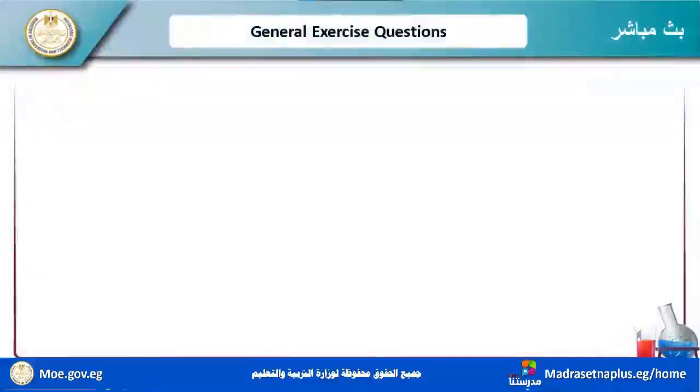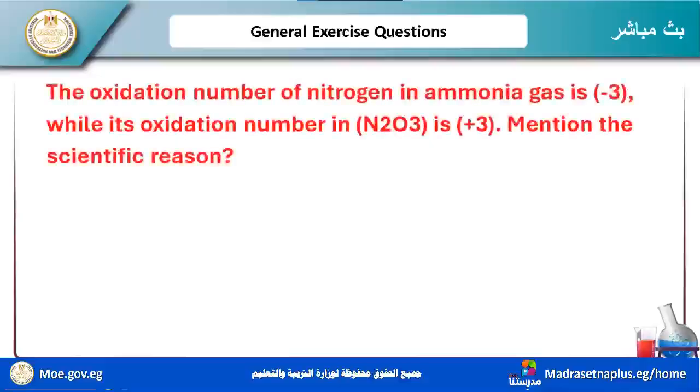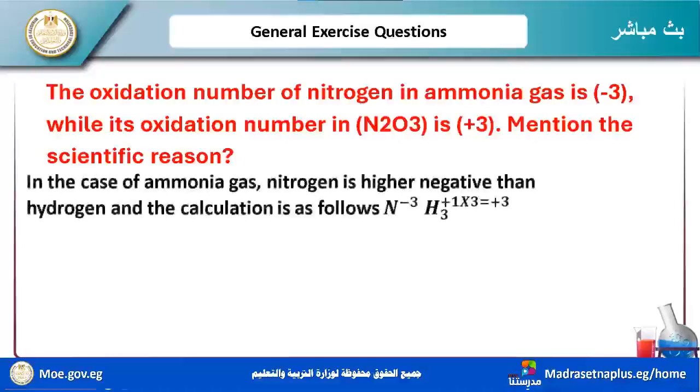Meeting for you. Now we start with the general exercise questions about oxidation number. How can you calculate oxidation number? Now, the oxidation number of nitrogen in ammonia gas is -3, while the oxidation number in N2O3 is +3. What is the scientific reason for that?